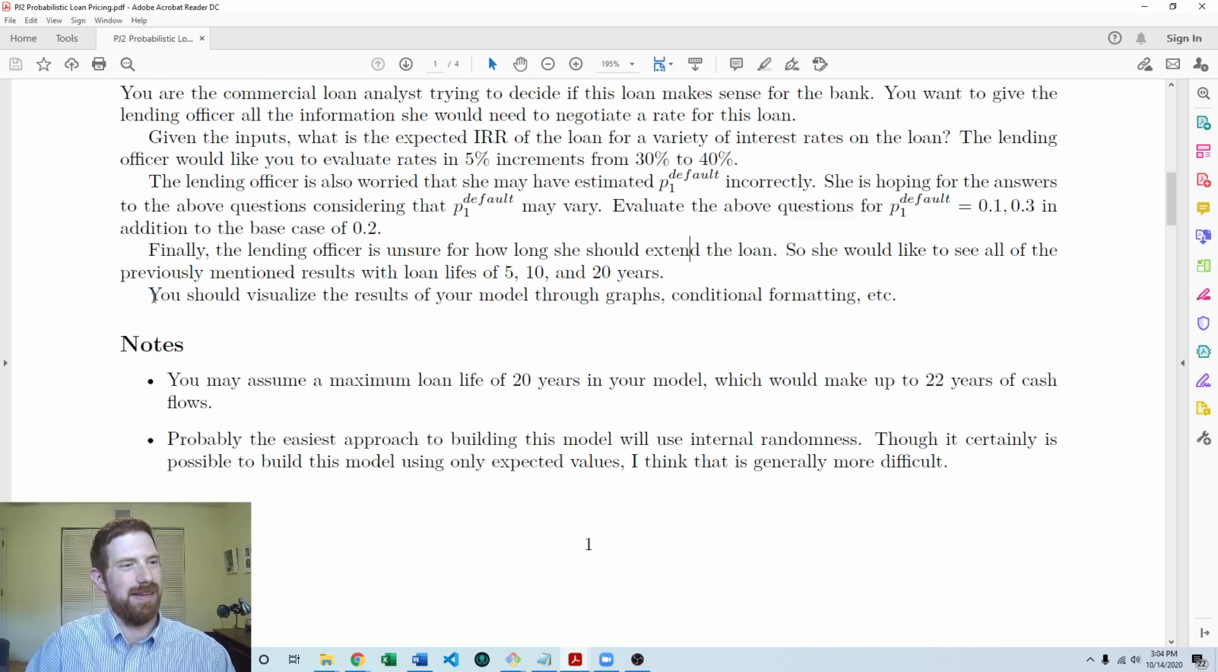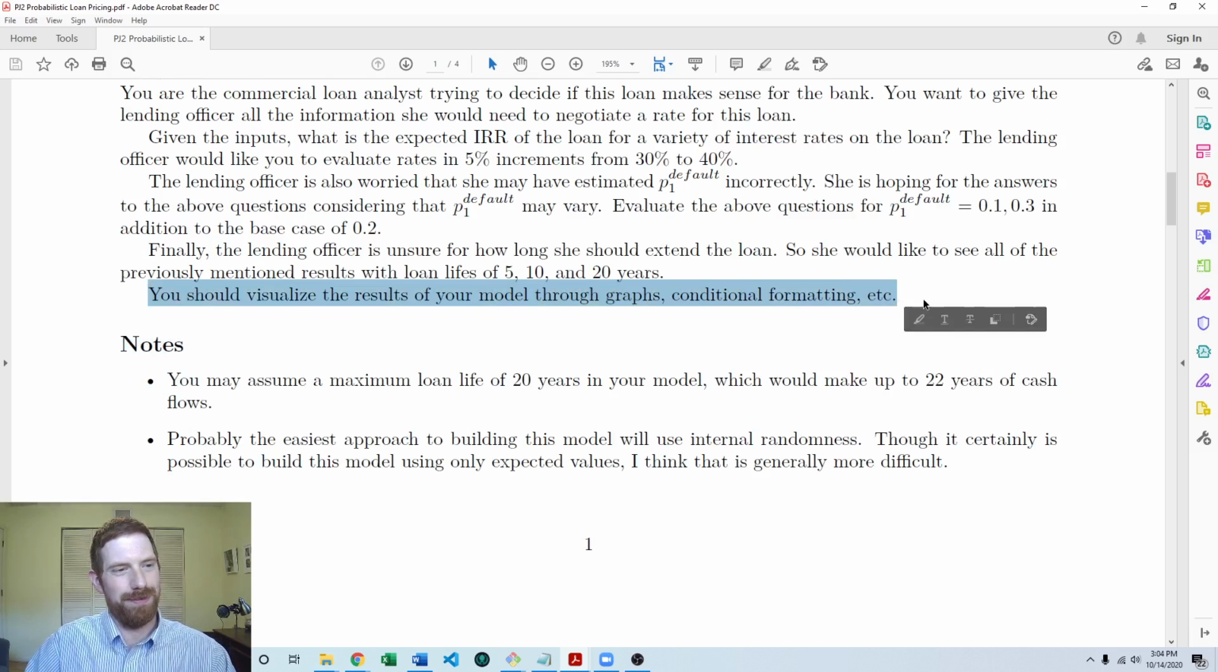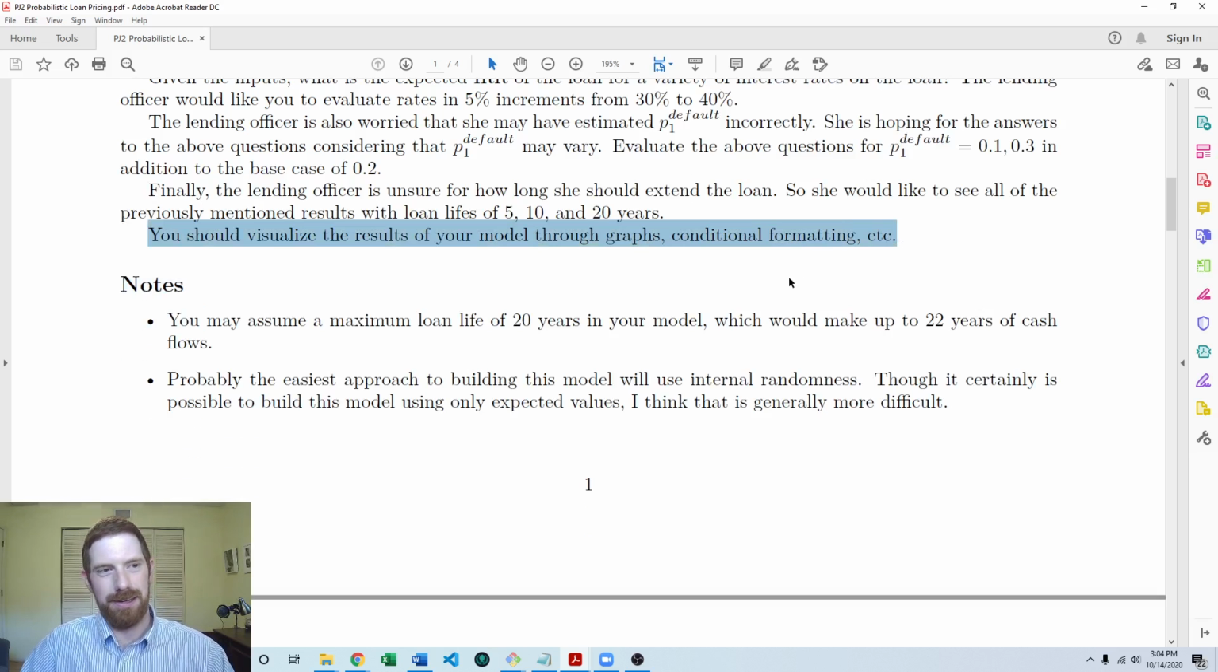And then it's also part of the main problem to then visualize your result. There should be graphs and conditional formatting here.